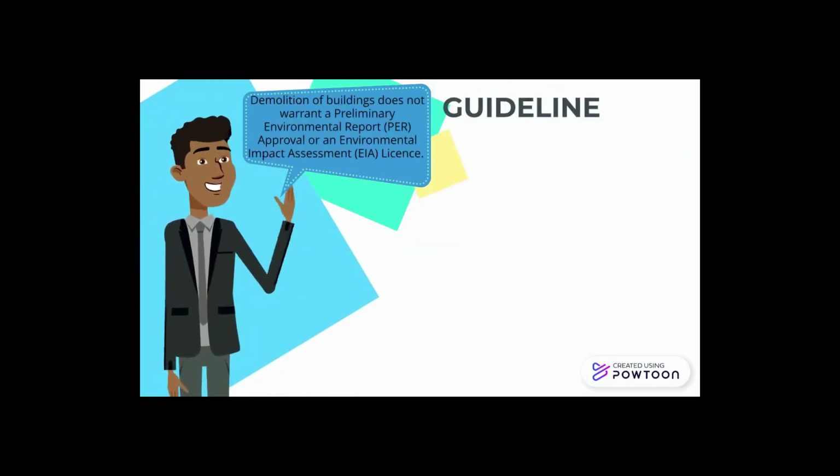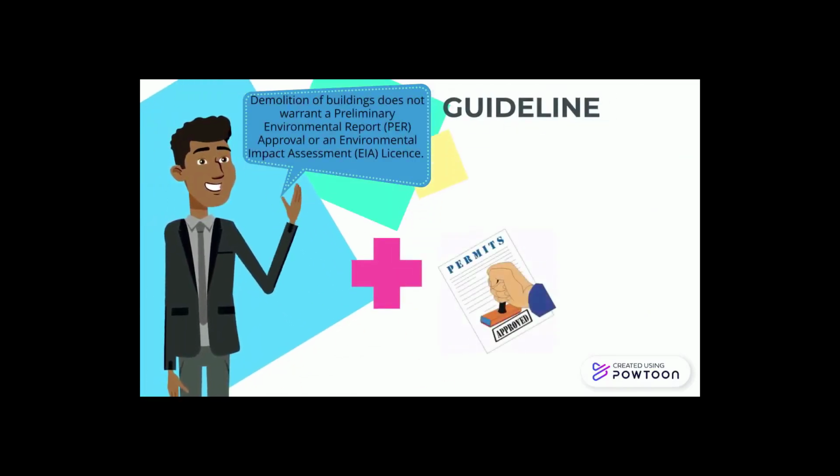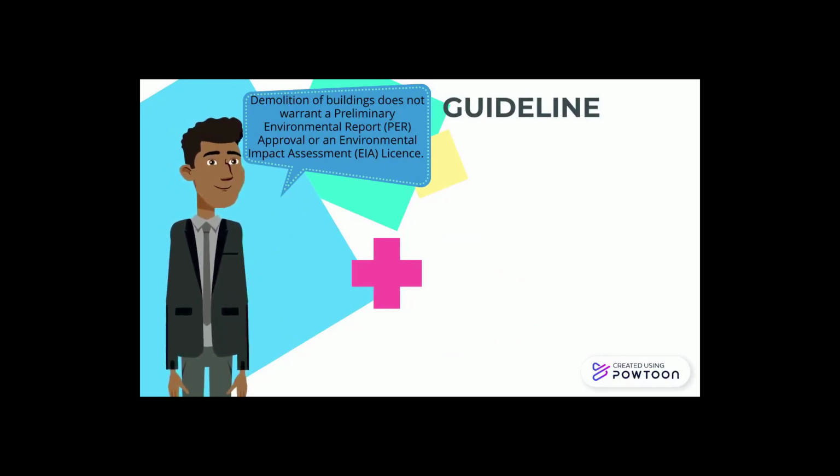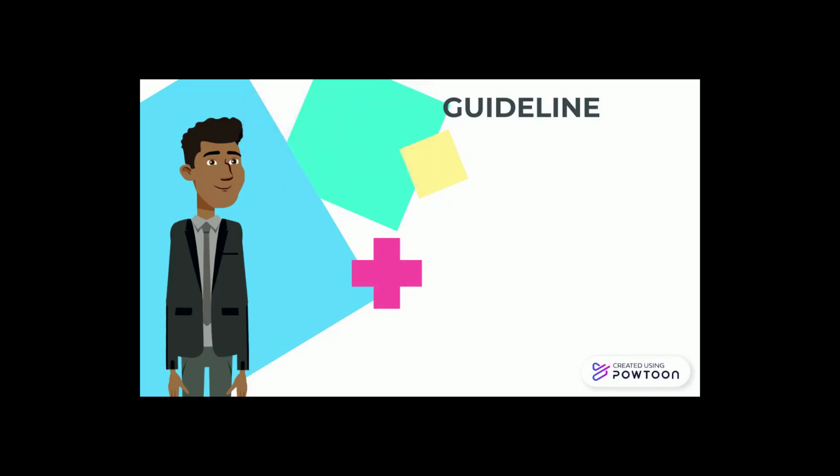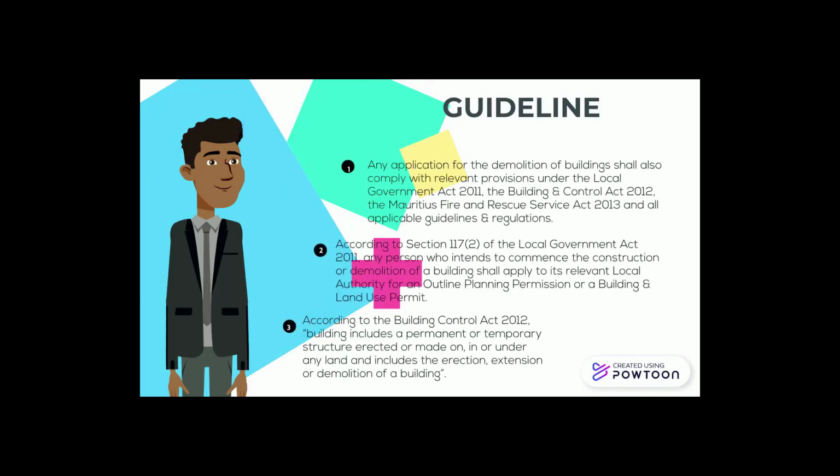Guideline. Demolition of buildings does not warrant a preliminary environmental report, PER, approval or an environmental impact assessment, EIA, license. It requires, amongst others, a building and land use permit under the Local Government Act 2011. First, any application for the demolition of buildings shall also comply with relevant provisions under the Local Government Act 2011, the Building Control Act 2012, the Mauritius Fire and Rescue Service Act 2013, and all applicable guidelines and regulations.